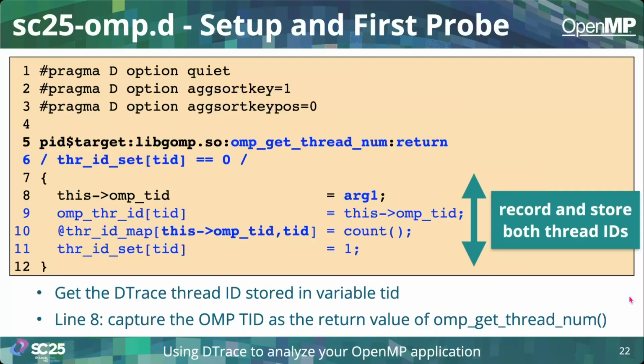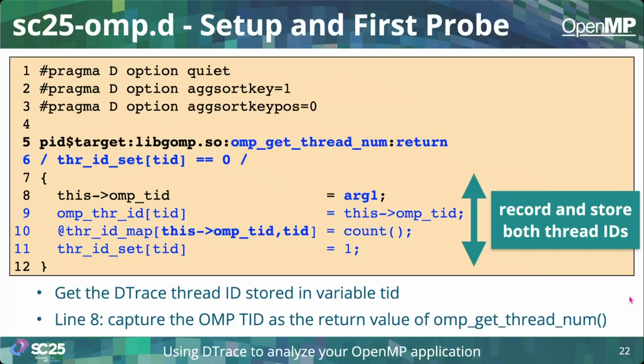But I know this probe will only be executed once, so this is a little bit overkill because of the following. So now let me go to line 6. Line 6 is a predicate. It checks for an associative array element indexed through the DTrace thread ID to be 0. Associative arrays are initialized to 0. What I'm saying here is, if that array has not been initialized yet, in other words, it's the first time this probe fires, then you should execute that clause.